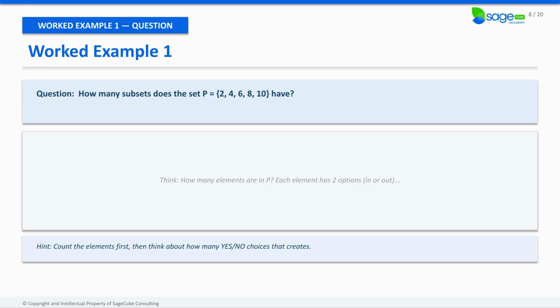Good. So we are going to count the elements, right? How many elements do we have here? 1, 2, 3, 4, 5. So P has 5 elements, okay?